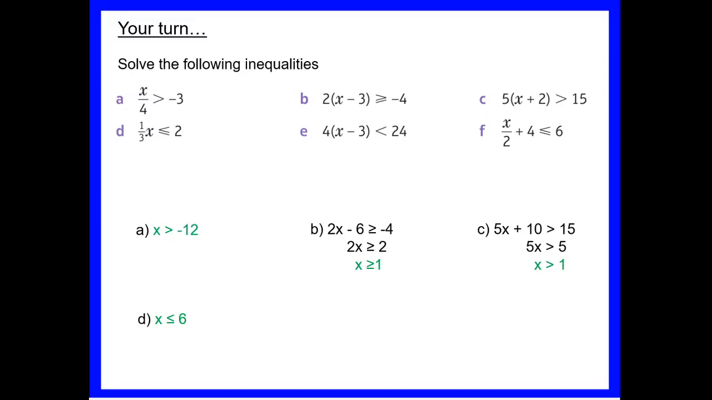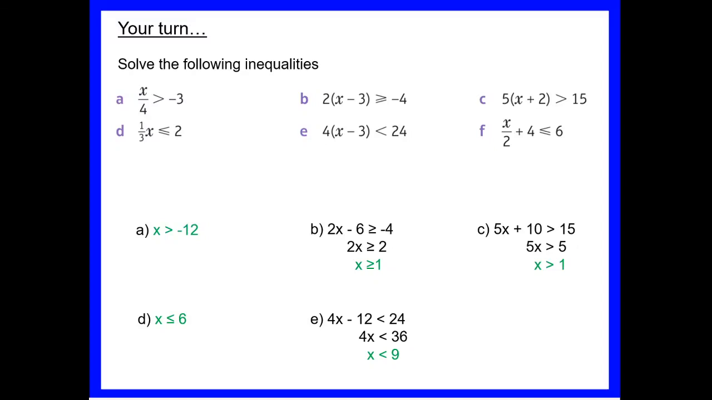For E, again, multiply out the brackets first. We get 4x minus 12 is less than 24. Add 12 to both sides. 4x is less than 36. And divide both sides by 4. x is less than 9.